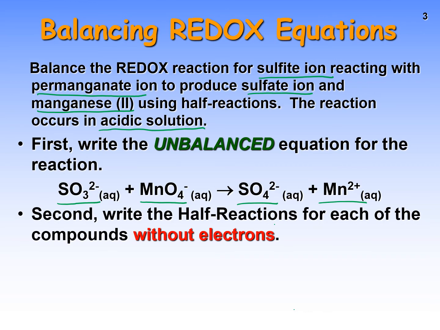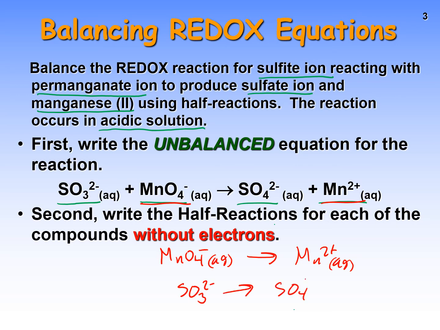So I'm going to do this. It's somewhat common sense what goes with what. Things that look similar should probably be in the same half reaction, right? So the permanganate and the manganese should go together. And then the sulfite and the sulfate should go together. And these are my 2 half reactions that I'm going to split apart.